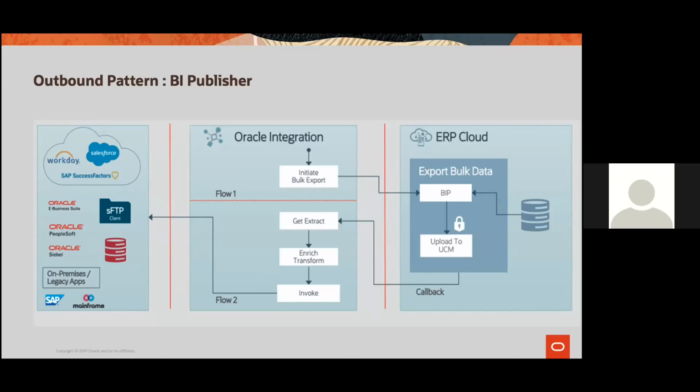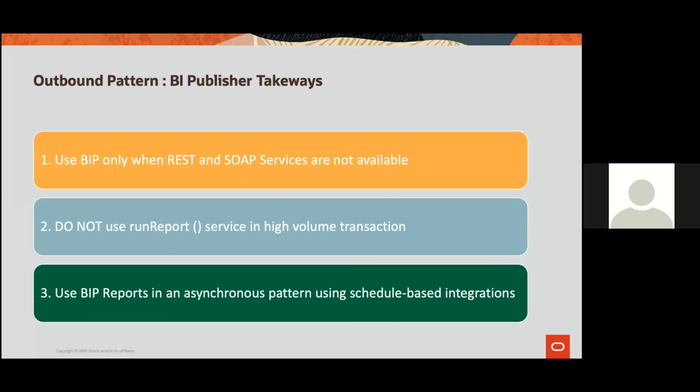You have to first make a determination whether an event and an API are available to get the data out. If you don't have those APIs available, then you could use BIP or BICC. The way this works is that BIP can generate an extract. You can consume the extract as a file in Oracle Integration Cloud, transform it, and then send it to the downstream systems. So I called some of these things out: use BIP only when REST and SOAP are not available.